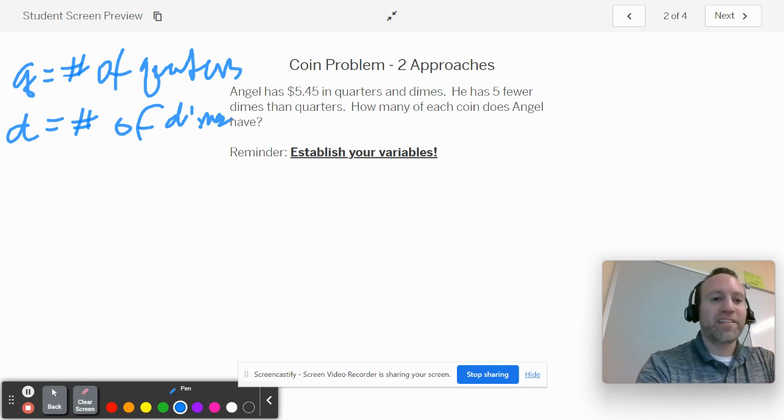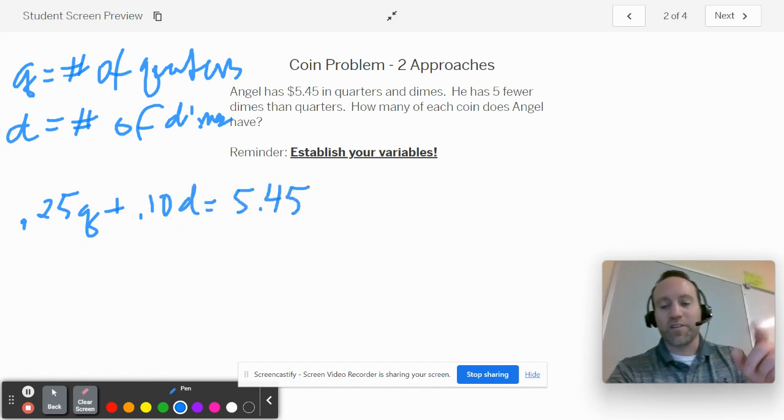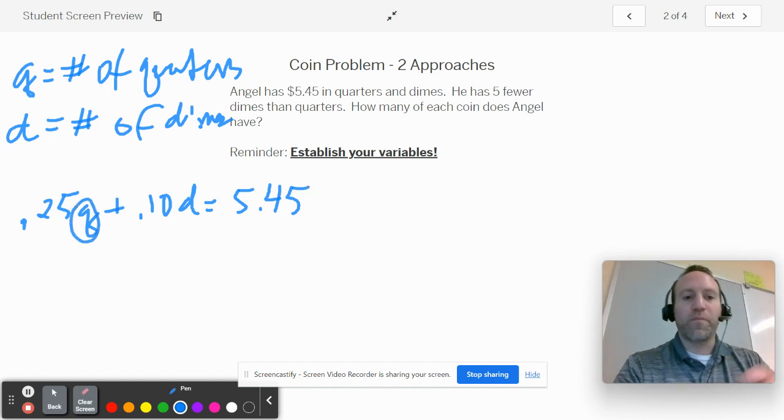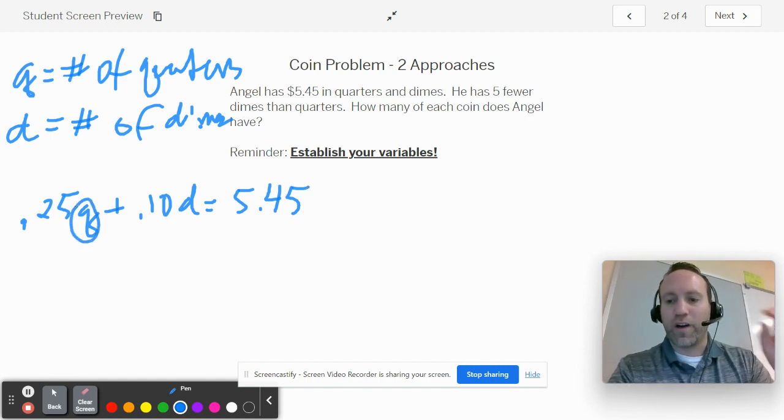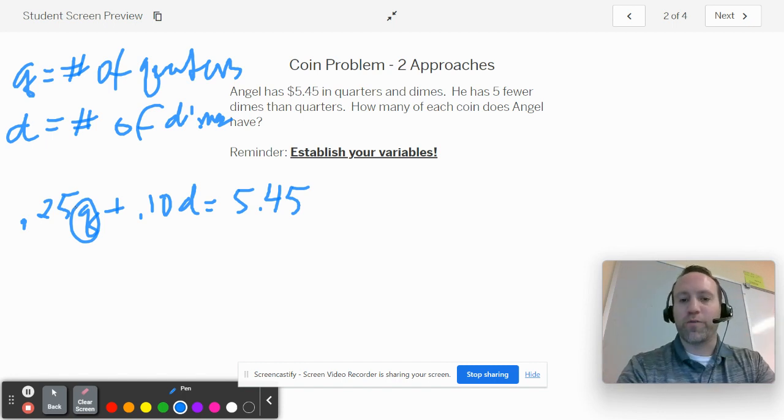So if I take 0.25 Q and add that to 0.10 D, I get 5.45. So again, what is this equation saying? This equation is saying that if you take your number of quarters right here and multiply that by 0.25, you'll have the value of your quarters. And if you do the same thing with the number of dimes times the value of dimes, you'll have your total value of the dimes. Add that together, you get $5.45.